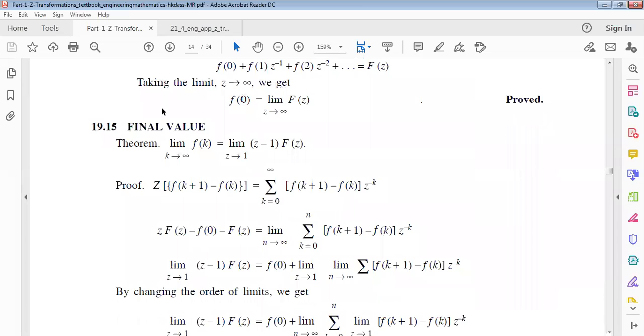Similarly, the final value theorem can be stated as: the limit as k tends to infinity of f(k) equals the limit as z tends to 1 of (z minus 1) F(z). This is the final value theorem.